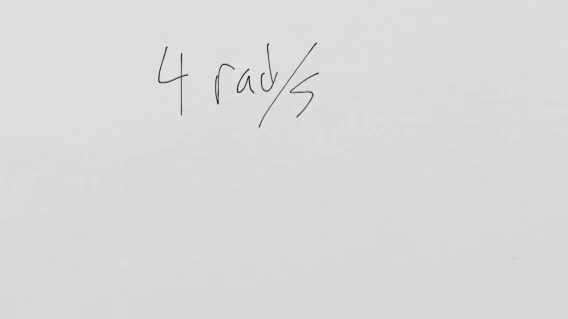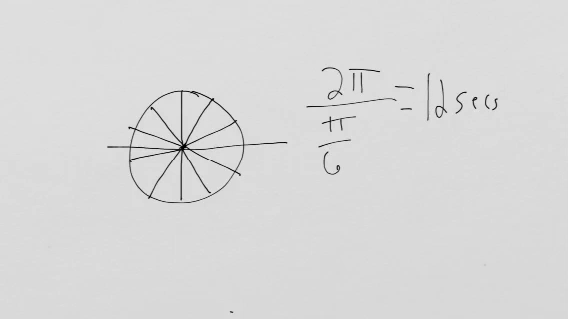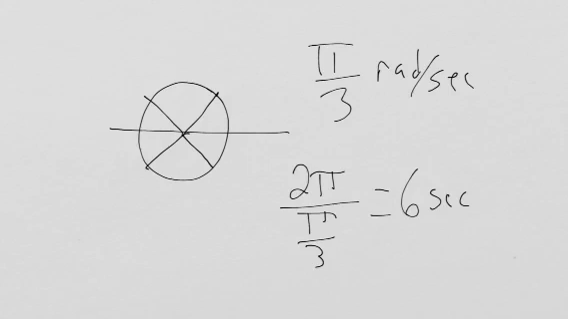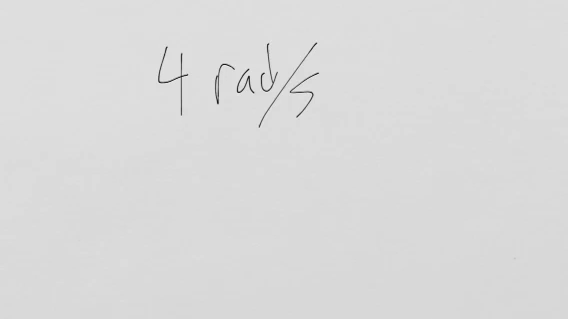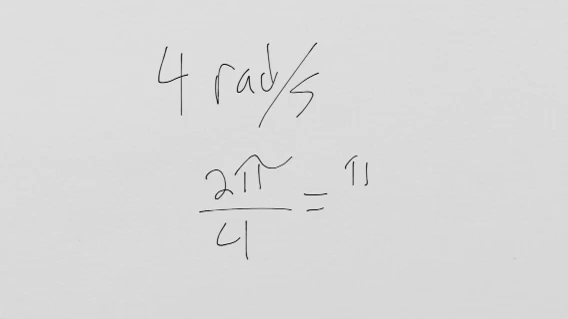Last, this one's a little bit harder to picture, 4 radians per second, but think about what we've done in these last two. We've taken our distance of 2 pi and divided it by our speed. So in this one, we're just going to do the same thing. We'll say 2 pi is our distance divided by our speed of 4 radians per second, which tells us it's going to take us pi divided by 2 seconds to get all the way around the circle.